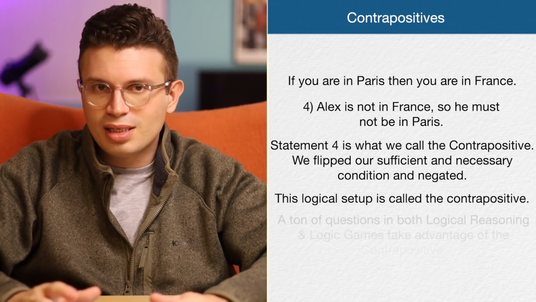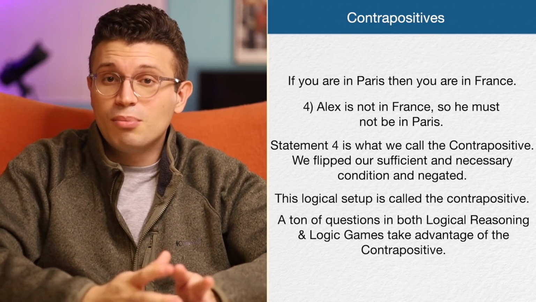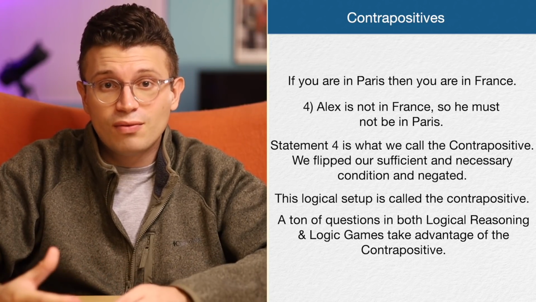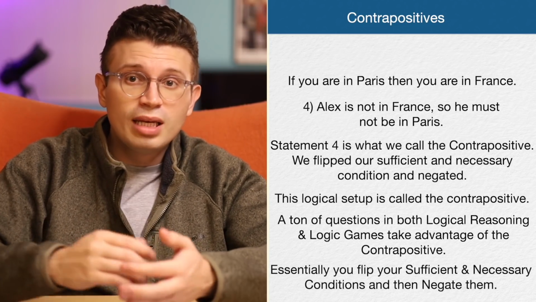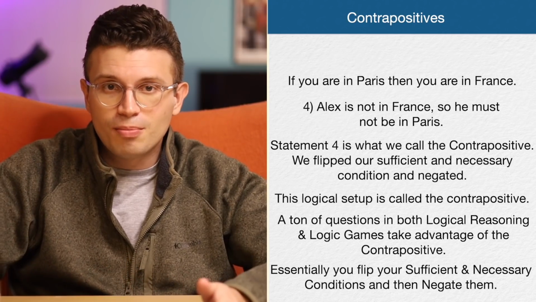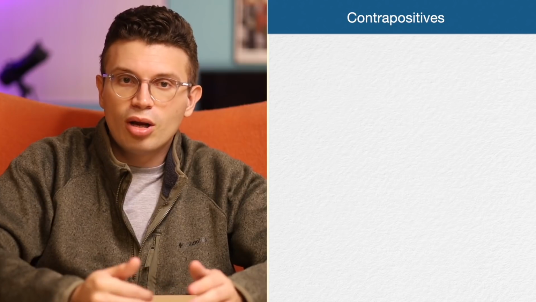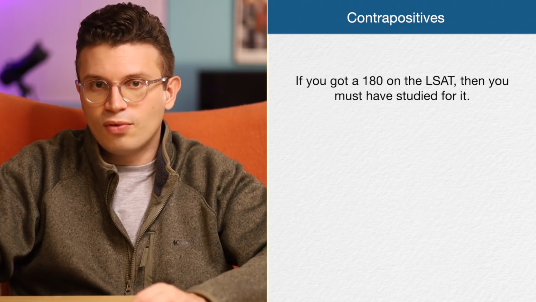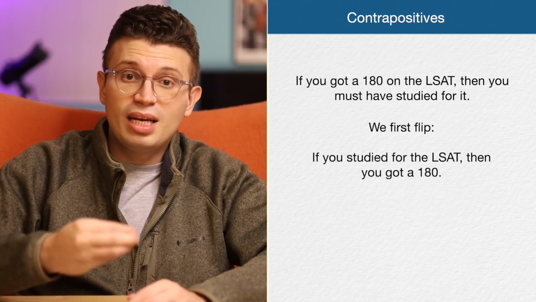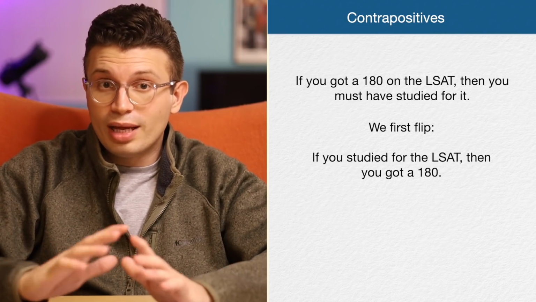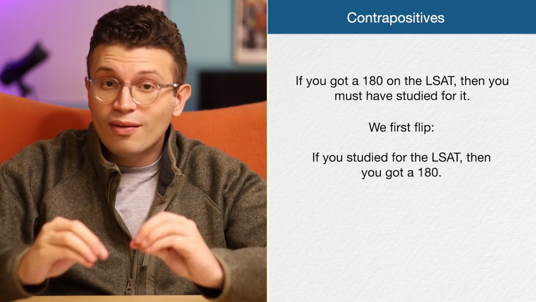It's so useful on this test, and a ton of questions in both logical reasoning and logic games take advantage of the contrapositive. Essentially, what you do is you flip your sufficient and necessary conditions and then you negate them. So if we have our other example, if you got a 180 on the LSAT, then you must have studied for it. We first flip and we get if you studied for the LSAT, then you got a 180. All right, don't stop there though. That's wrong. All right, we have to add another step.